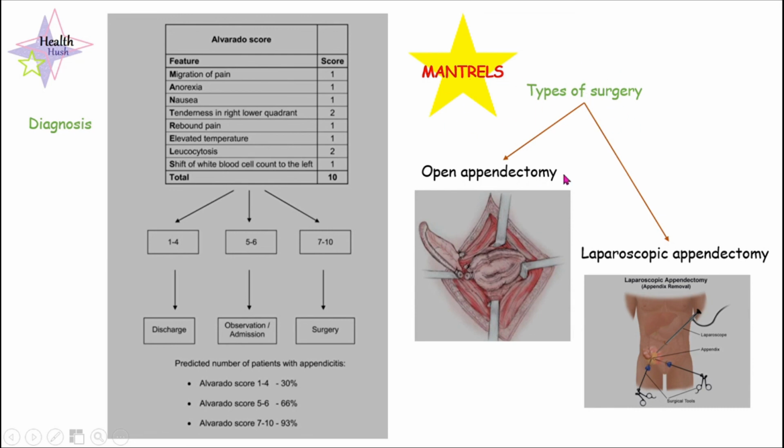And also, for the types of surgeries which we can do, we have two types: open appendectomy and laparoscopic appendectomy. Usually, open appendectomy is done in patients who have very severe complicated appendicitis with peritonitis, where we then have to wash the peritoneum. So we do open appendectomy on them. And if they have less severe situations, then we go for laparoscopic appendectomy.